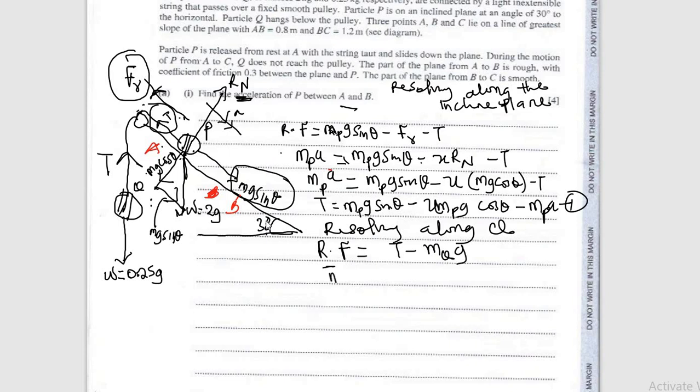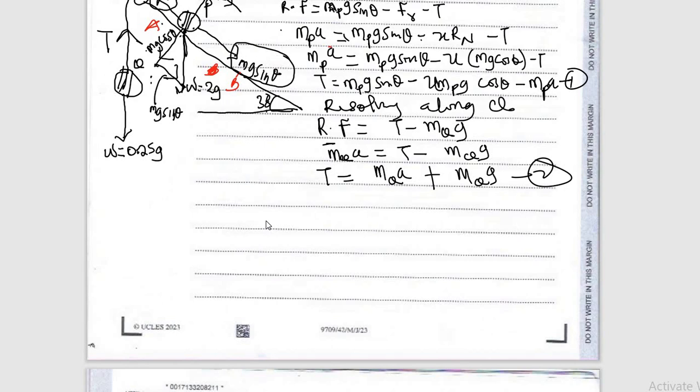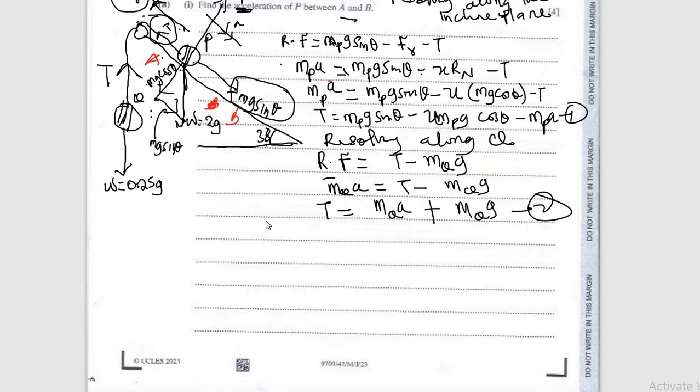Resultant force will be ma, right? Equal to T minus mqg. Also make T the subject of the formula. T will be mqa plus mqg. Equation 2. Now we have two equations, so equate both equations.